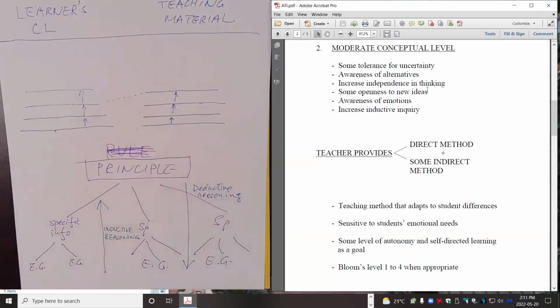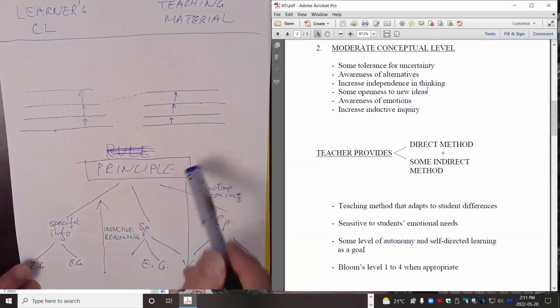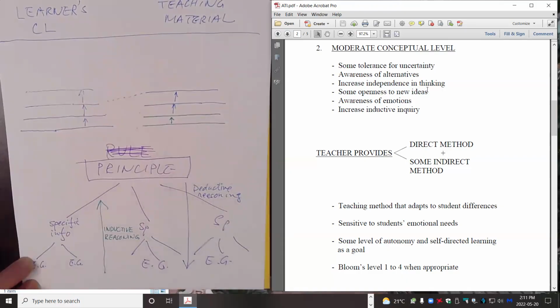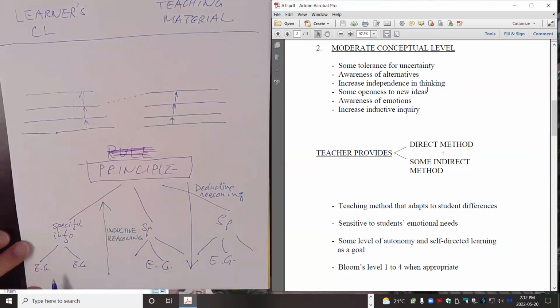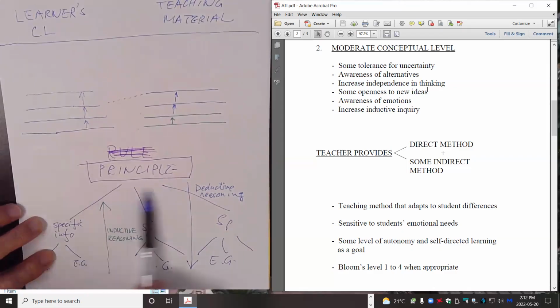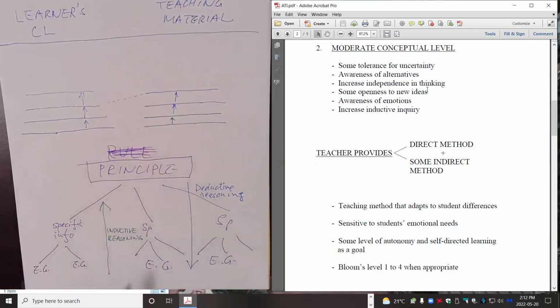So Ausubel's expository teaching is from here to here, everything done by the teacher. Bruner's learning is that Bruner presented all this, and let the students discover this. So that's inductive learning or inductive reasoning, right? From here on, that's deductive reasoning, all right?